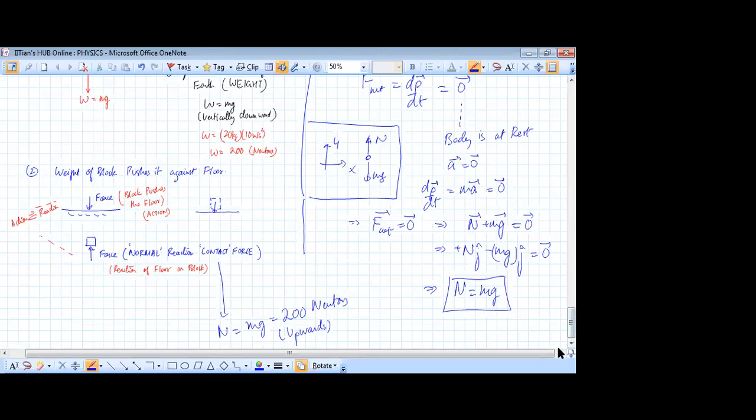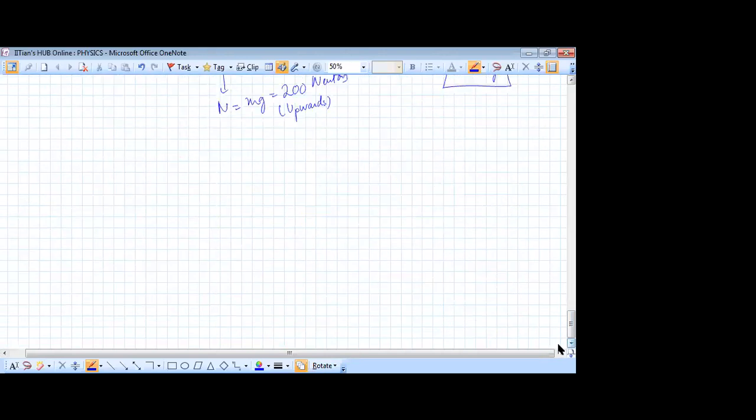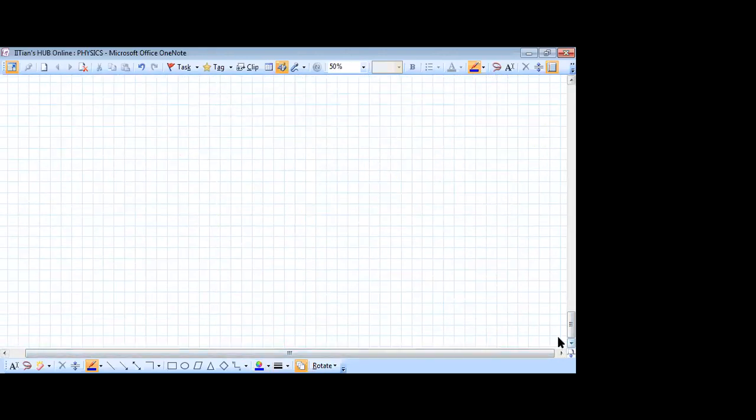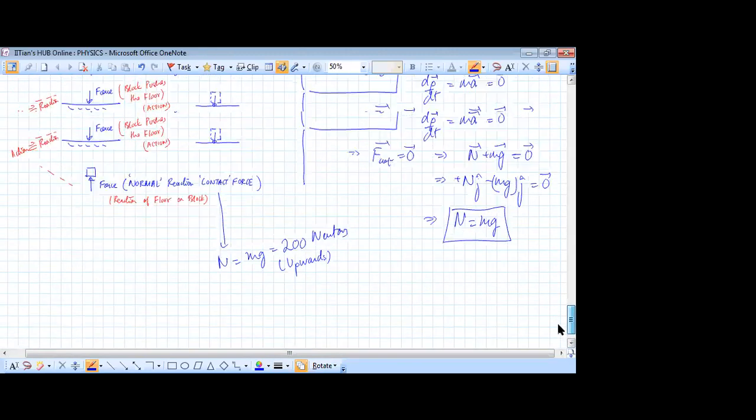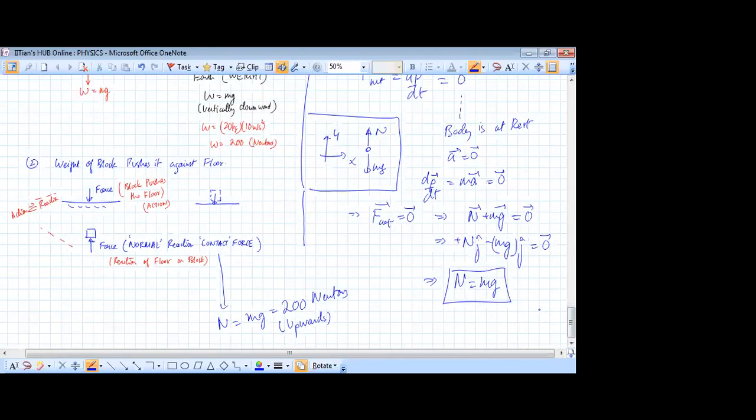Okay, let's understand another example now. The concept of normal reaction. Through this example, we have understood one more fact. So the values are clear now finally. Body पे कितने forces लग रहे हैं? दो forces लग रहे हैं. There are two forces, normal reaction and mg, which are finally acting.